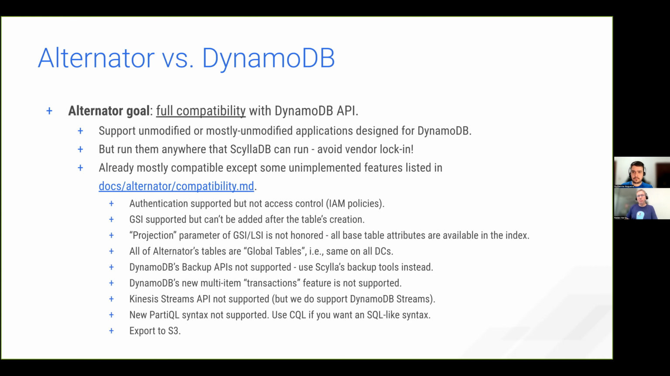We have a list of features that we haven't implemented yet. You can find it on our website, also in the source code, but also on the website, in this compatibility.md file. Here's a list of the things that we don't support yet. It looks maybe like a long list, but it really isn't. We have a much longer list of things we do support. This is just the things that we don't yet. Next slide, please.